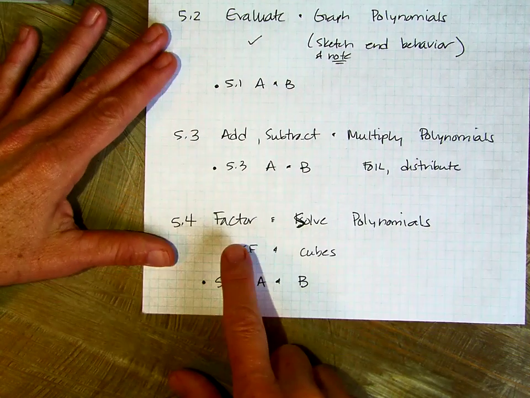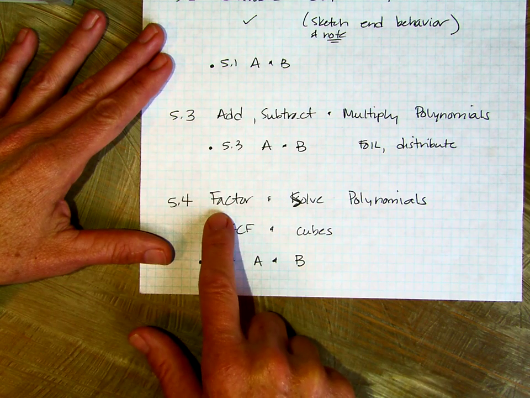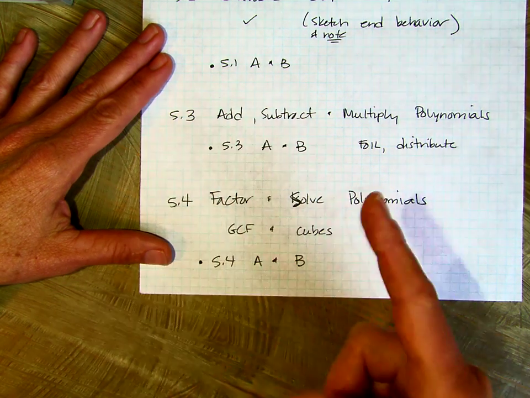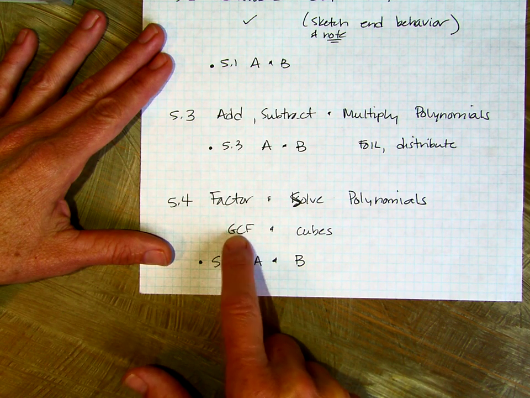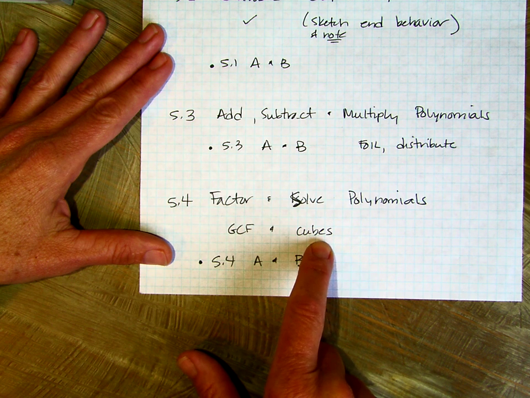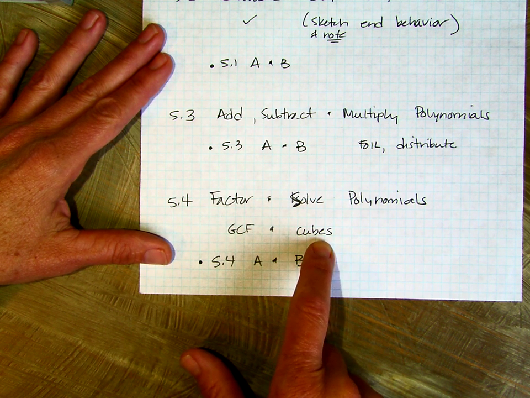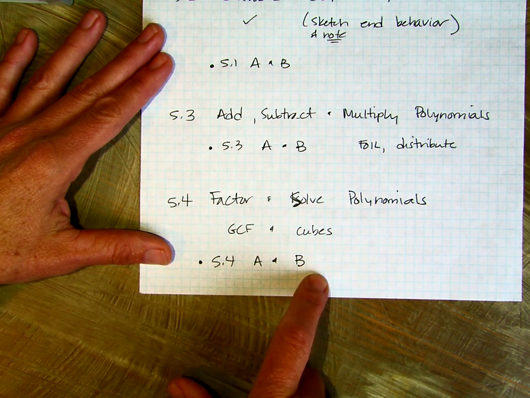And then finally, 5.4 is factoring and solving polynomials. And again, a lot of you will remember how to factor, or at least it'll look familiar. This has a lot to do, again, with the greatest common factor. But we're probably going to introduce this idea of cubes. There's special patterns when we have cubes. And again, practices A and B.